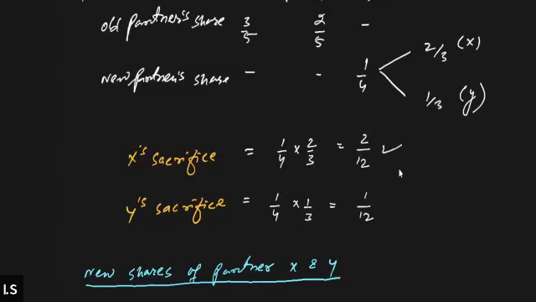Is that correct? Tell me, Abin and Ayan, Mariam, and Hiba. Yes, sir. And similarly, Y will have to sacrifice 1/12. That means 1/4 into 1 by 3. So that means Y's sacrifice will be 1/12. Is that right also? Yes or no? This one.